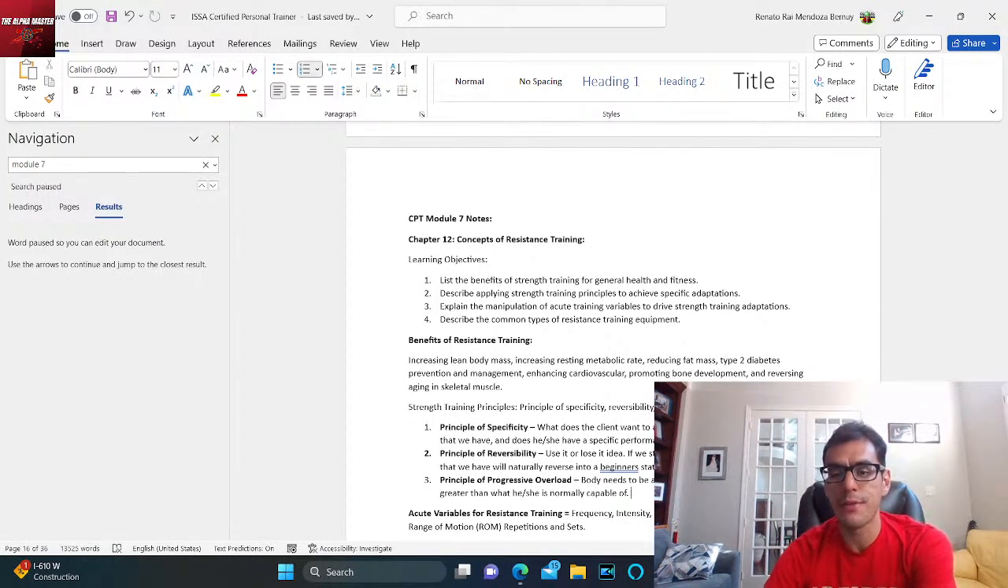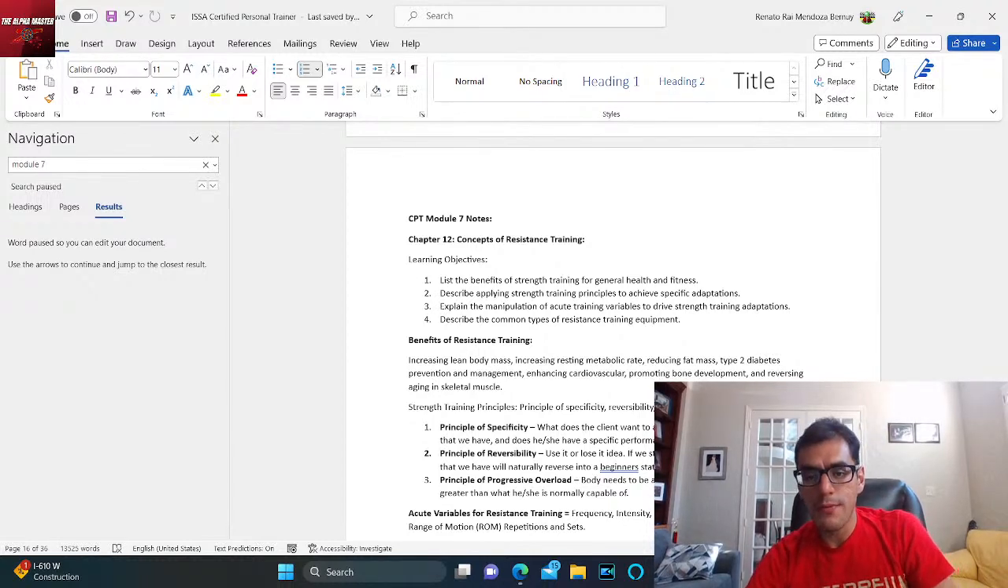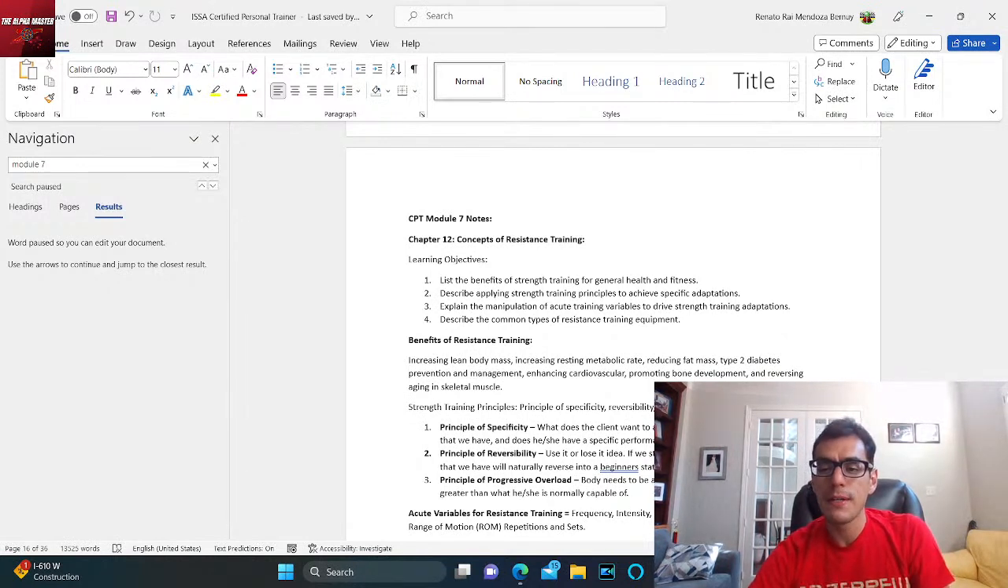The nine acute variables of resistance training. Explain and manipulate acute training variables to address strength training adaptations. The acute variables for resistance training are going to be frequency, intensity, time, duration, type, rest, tempo, range of motion, repetitions, and sets.